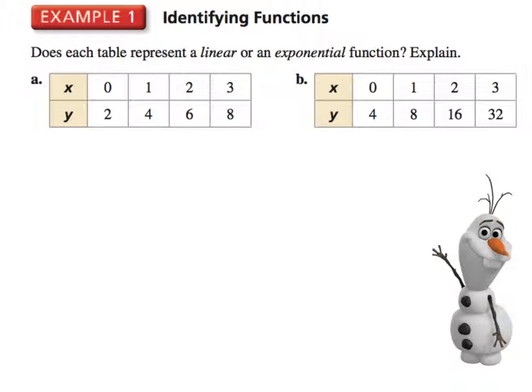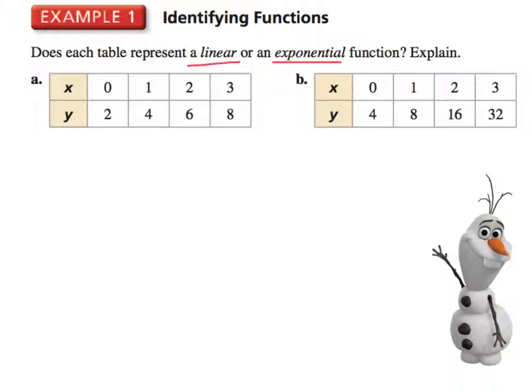So let's do example number 1. Does each table represent a linear or exponential function? So we want to determine, does it make a line or is it exponential? Here's what we need to look for. Linear, you're going to be adding or subtracting by the same number. Exponential, you're going to be multiplying by a constant factor.